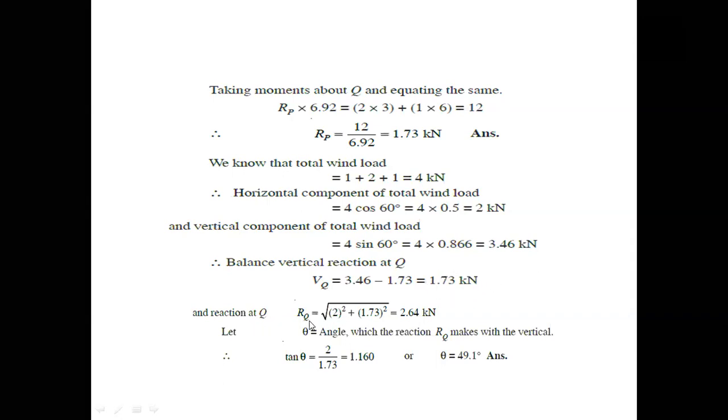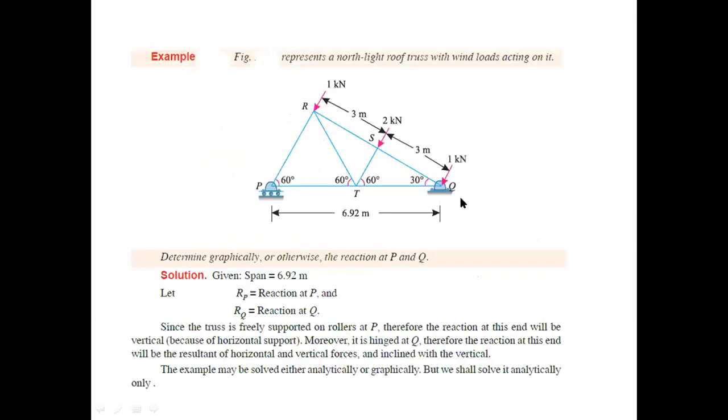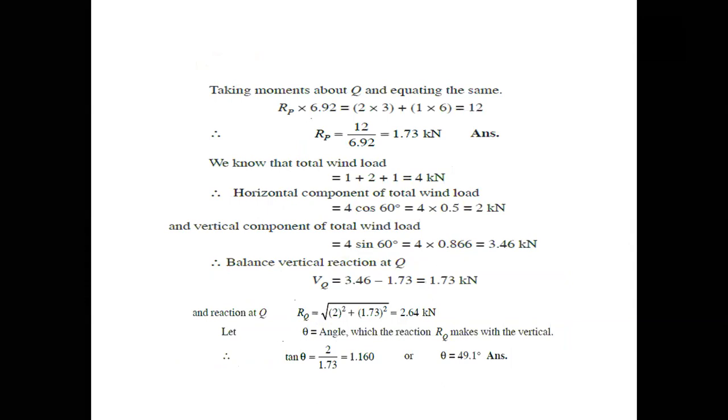Now the reaction RQ is equal to the square root of 2 square plus 1.73 square. This is equal to 2.64. So RQ, the reaction at Q, is the resultant of the vertical reaction and the horizontal reaction. This is the total reaction at Q. The horizontal component is 2 kilonewton and the net vertical component is 1.73 kilonewton. So the resultant reaction at Q is the square root of 2 square plus 1.73 square, which is 2.64.